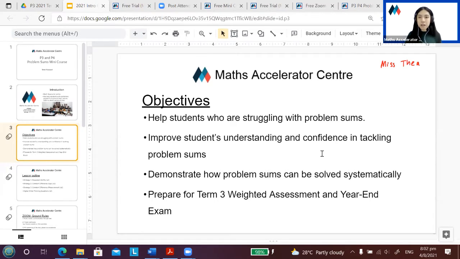Now, all this is important because very soon we will be going into the term 3 weighted assessment and also the year-end exam. For P4 students, you also have to worry about banding, which means you'll be streamed based on your performance in the exam. So depending on how well you do, you'll be in a better class in P5. For P3 students, that's not your immediate concern, but you will have to worry about that at some point.